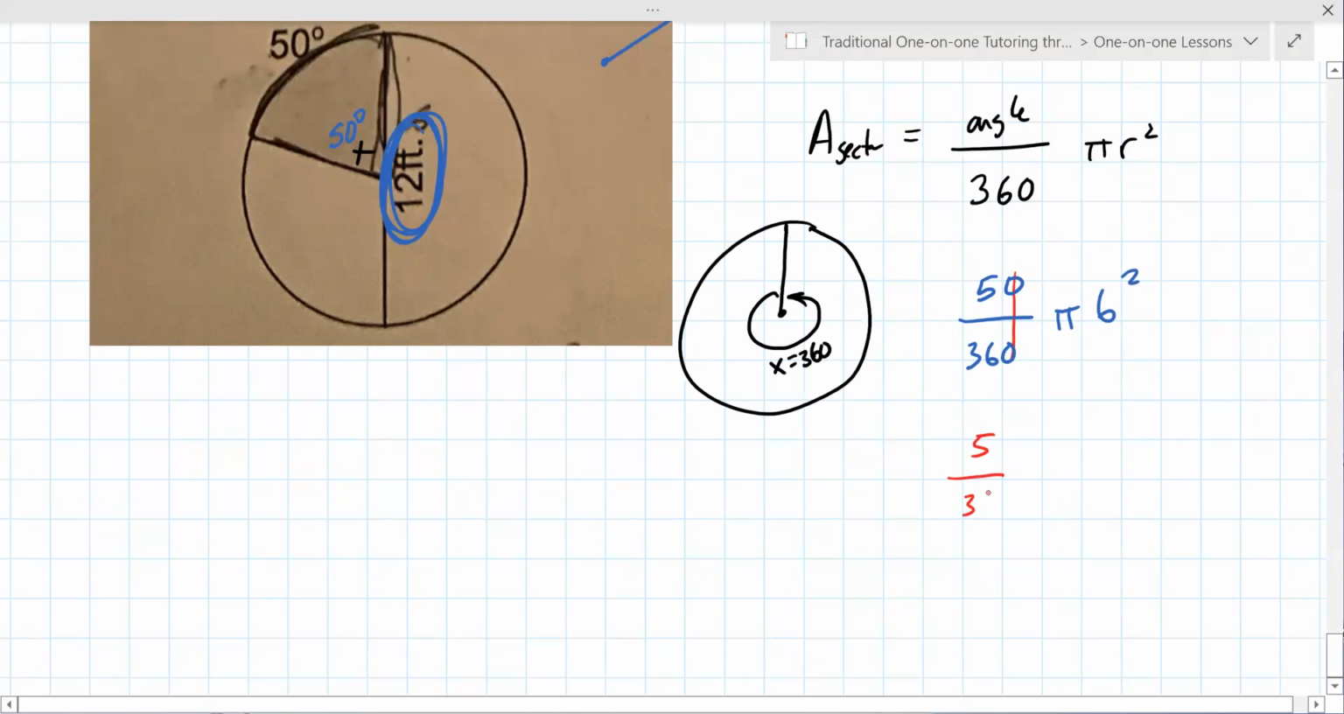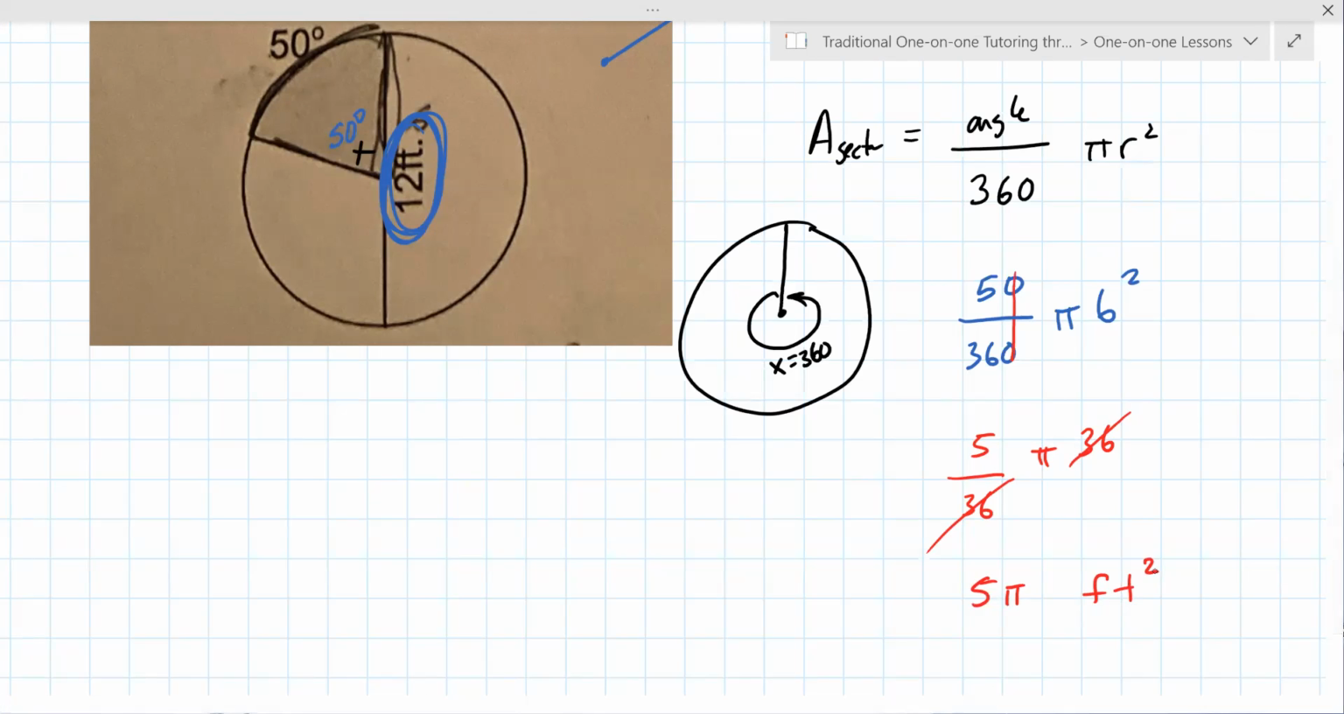Right. And then 5 over 36 times pi 36. You can actually cancel those, and then you just have 5 pi, and that would be your exact, with the units feet squared. If you wanted to get approximate, you'd multiply it by 3.14 or whatever approximation you're using, and that would give you 15 point whatever.